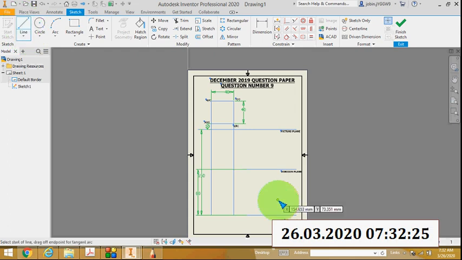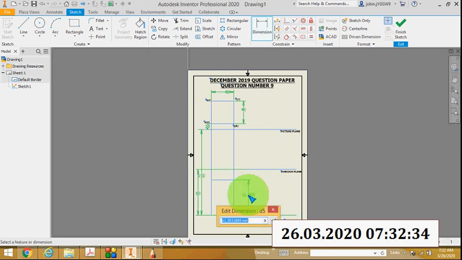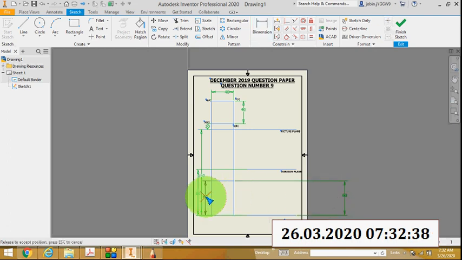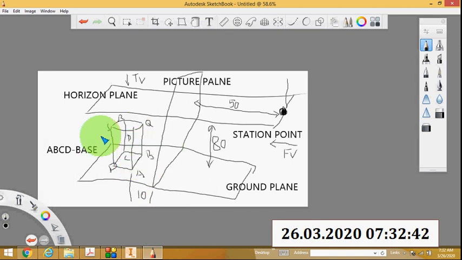So I will draw a line here. This is the height of this square prism, that is 60 mm. This height is the front view height, so this is actually 60.